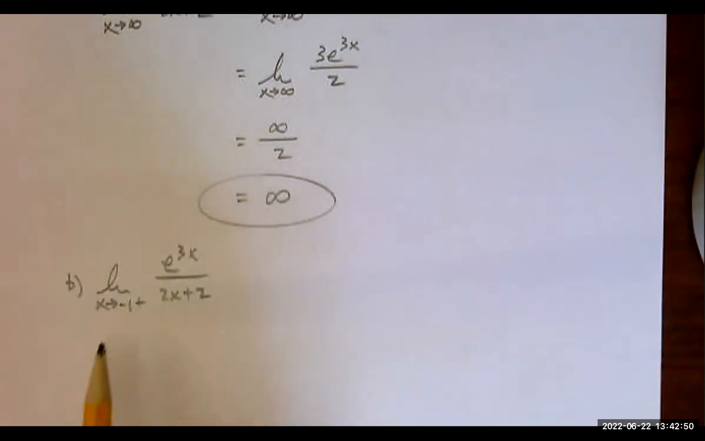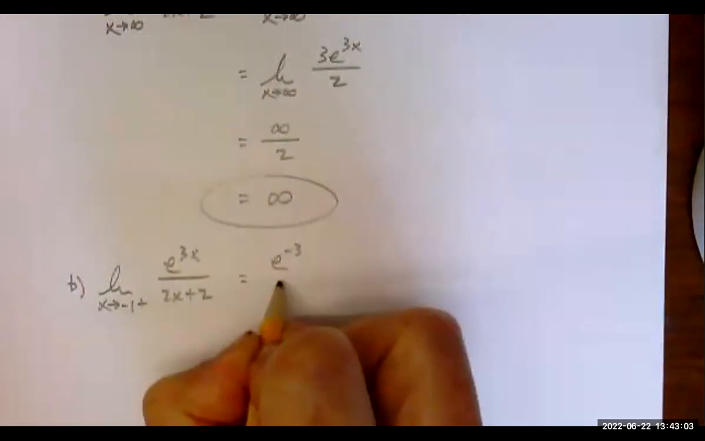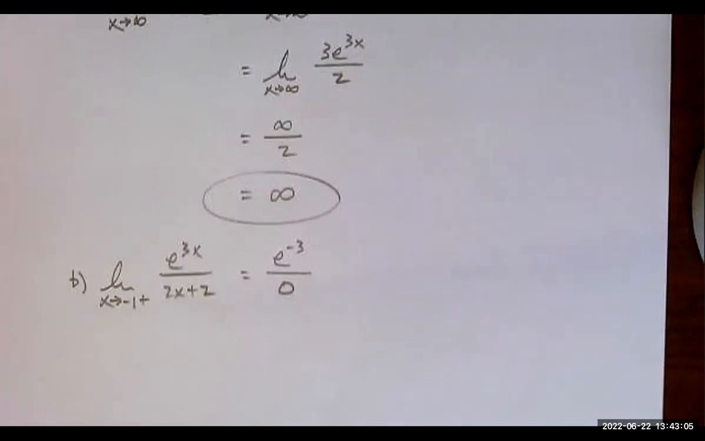Let's see. If we plug in -1 for x, I notice that my denominator is going to be 0. So just go for it, plugging in -1. I'd have e to the -3 over 0. You know what? That's not an indeterminate form. The only indeterminate form with the 0 on the bottom is 0 over 0, but we don't have that. We've got a number over 0.